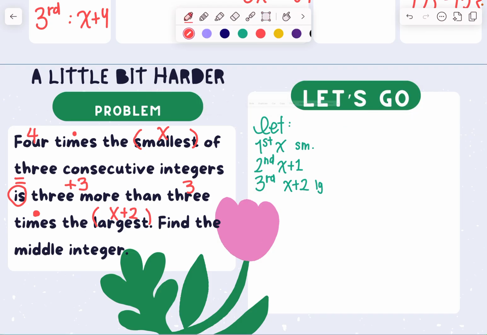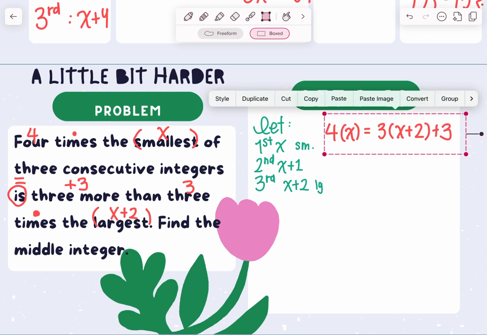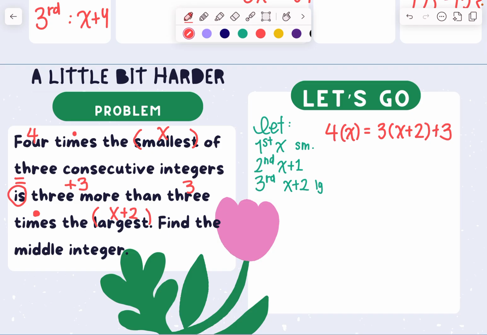From here, all I'm going to do is just take the little things I wrote down and make my equation. So it looks like it's going to be 4 times the smallest, so 4x is equal to 3 more than 3 times. So that is confusing. That means that the 3 times has to come first, and then we will increase it by adding 3 to it. And so here is my equation. I've got enough stuff. And let's see if it works out for us.